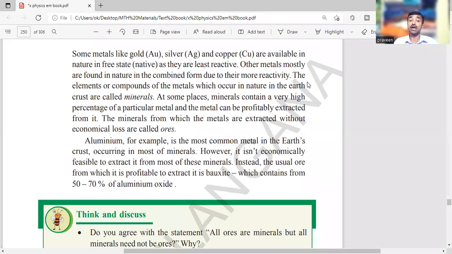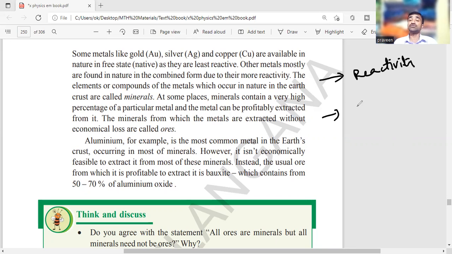They are available in combined form, right? So what is the difference here? Why are some of them available in their free state, and why are others not available in their free state? That is because of reactivity. So what is reactivity? Combining with others or participating in a chemical change with other substances. We can call that reactivity. The reactivity of metals is not the same.